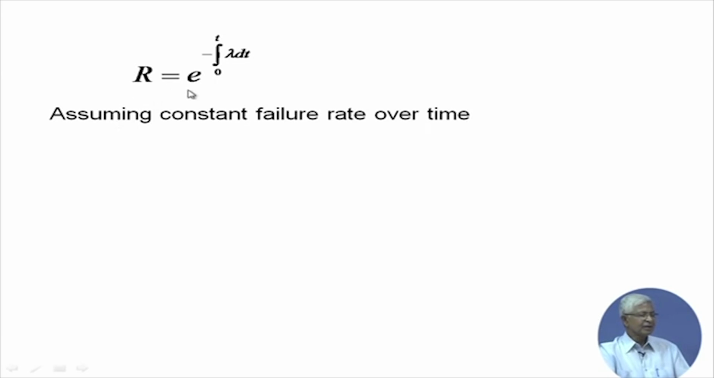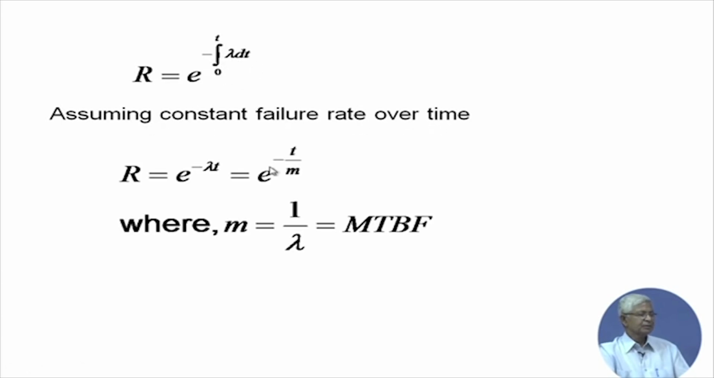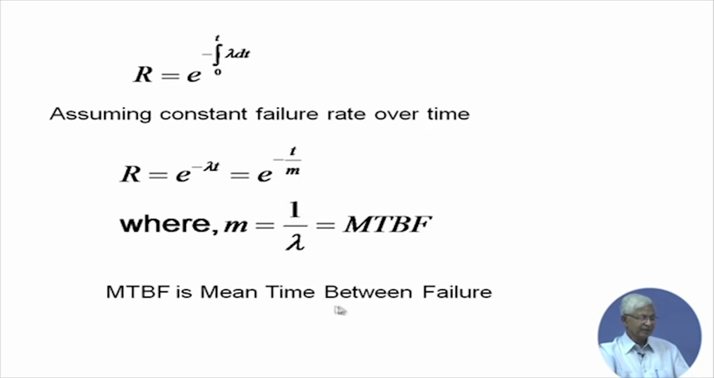So, we have seen R is equal to exponential to the power minus integration of 0 to t lambda dt, assuming constant failure rate over time. So, it can be e to the power minus lambda t, which is e to the power minus t by m, where lambda is 1 by m, or m is equal to 1 by lambda, which is MTBF, mean time between failure.